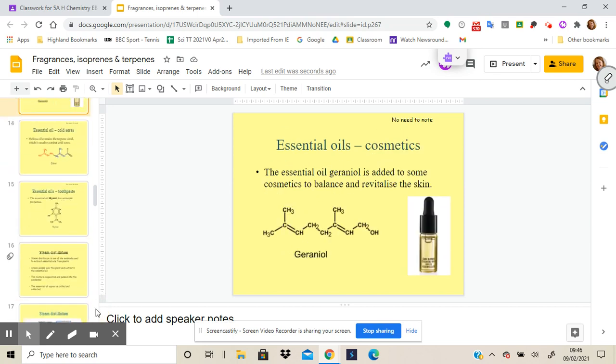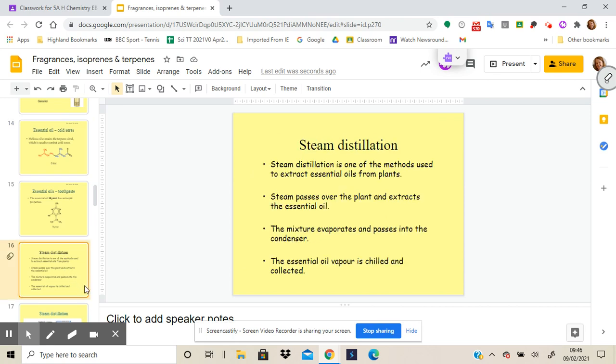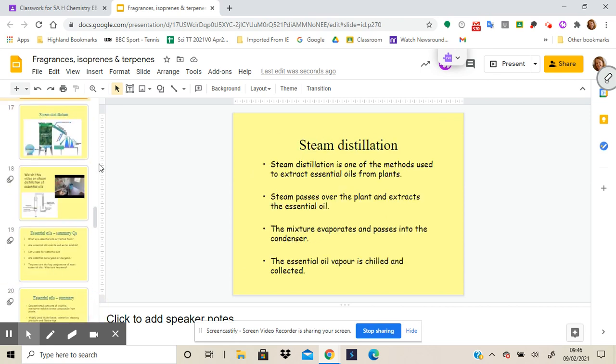Then just further on, more information about uses, and you look at the structures, and you don't need to draw the structures out. You need to be able to recognize different things on the structures. Oh, look, there's a carbonyl group. Okay. Steam distillation, if we were in class, we would have been doing this.